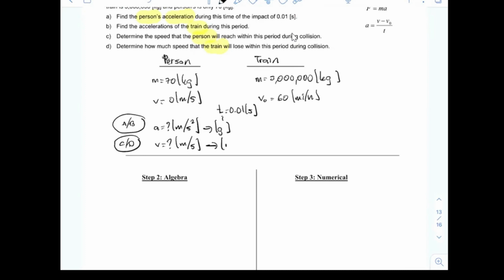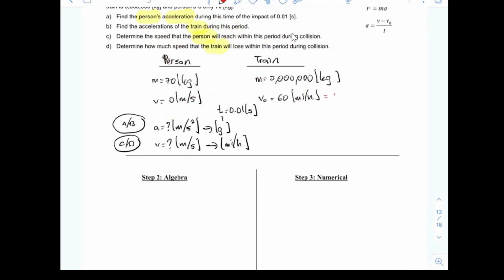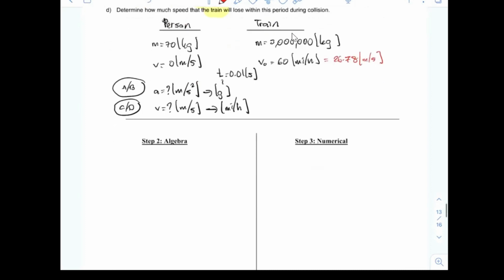And obviously, it makes sense to express them in terms of miles per hour because that's what we can relate to. All right, so we have only one single conversion, 60 miles per hour to meters per second. So 26.78 or 79 meters per second is 60 miles per hour. That's it. Now find the person's acceleration as well as the train's acceleration.